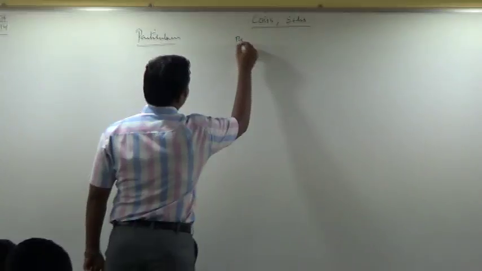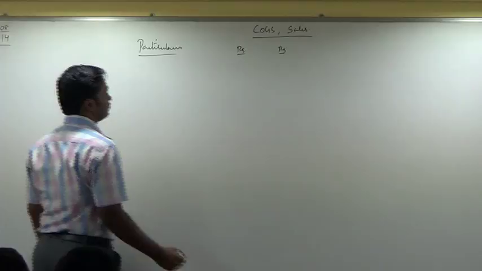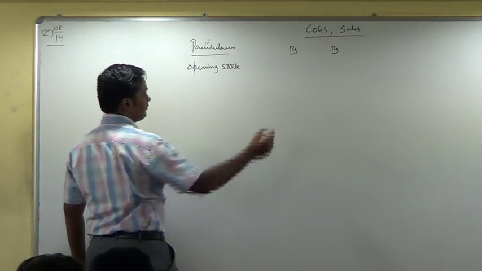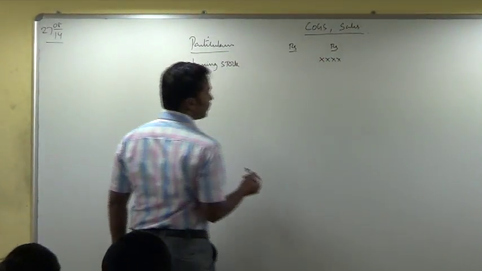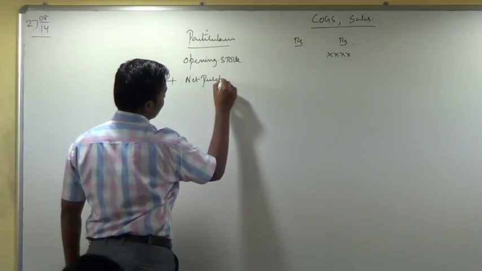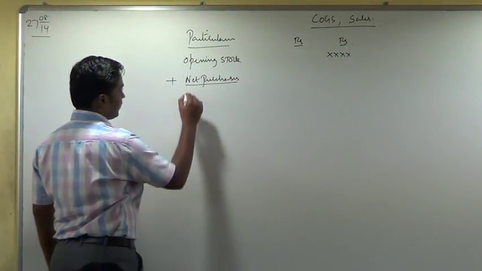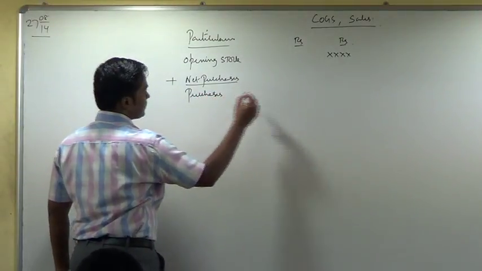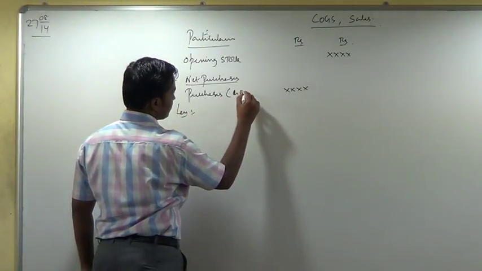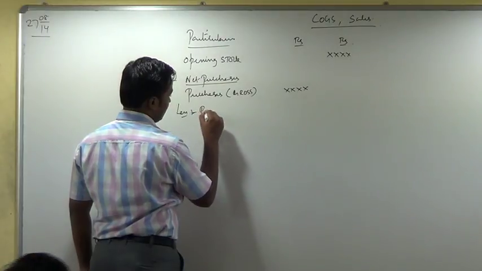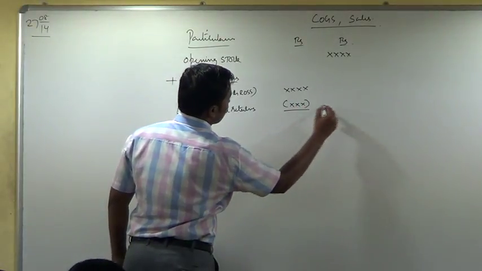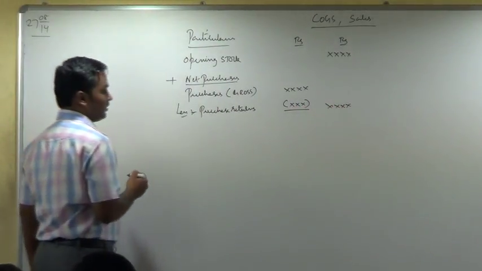Particulars, rupees. Opening stock, amount column. Add net purchases. What is my net purchases? Purchases gross in the inner column, less purchase returns. You will get net purchases.